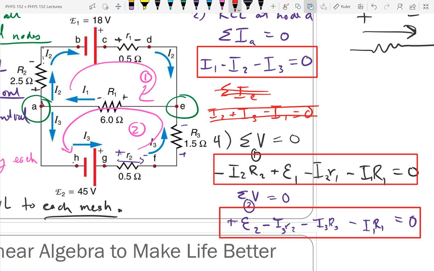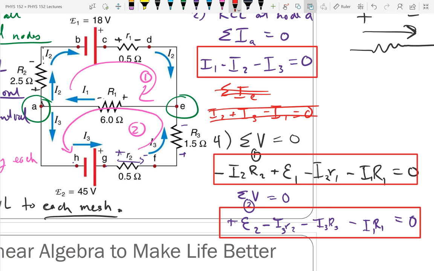So we have 3 equations. How many unknowns are in these equations? Let me start by saying all of the resistor values were given. I just used R because it was easier to write. Also, all of the battery values were given. I just used the script E because it's easier to write. So how many unknowns do I have? How many variables that I don't know the value for in this circuit? 3. What are their names? I1, I2, and I3.